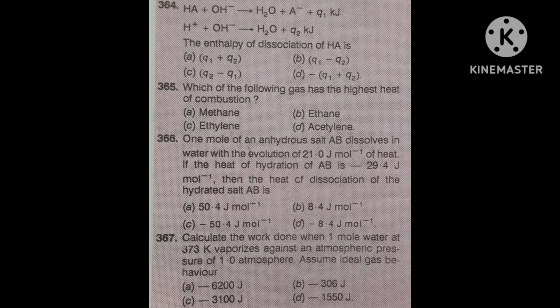Hence Q1 minus Q2. Q1 will be more, Q2 will be less. Correct? Because some heat will be used up in breaking the ions, breaking the bond of HA so it dissociates. Hence the answer will be Q1 minus Q2. Hence the correct option is Option B. This question is also tough. Now you are understanding why it is tough. Correct? Now I am telling you the next question.